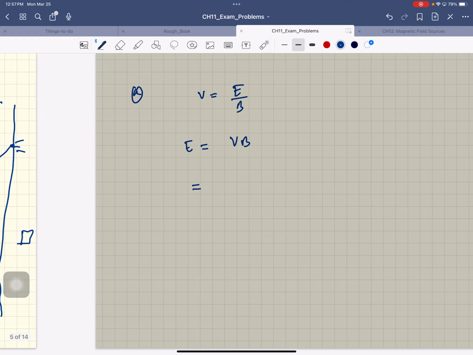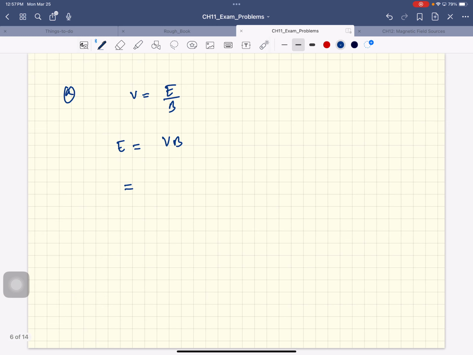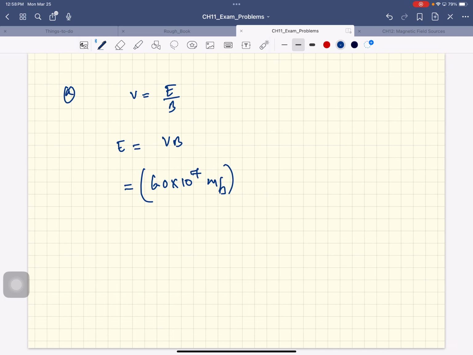Okay. And the velocity of the electron you selected was 6 times 10 to the 7 meters per second. Okay, this is 20% the speed of light. And B is 1 times 10 to the minus 5 Tesla. Okay, so that gives 600 volts per meter.